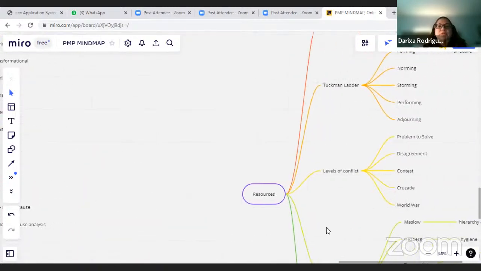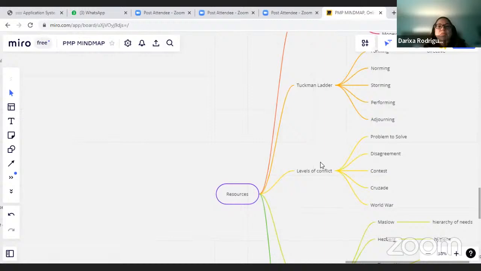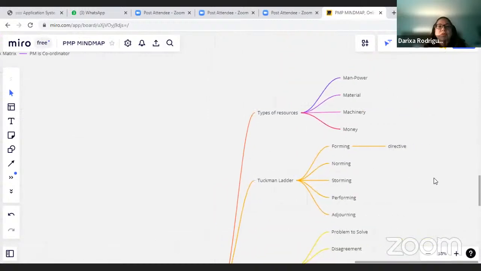For resources, can you scroll to the top? Thank you.